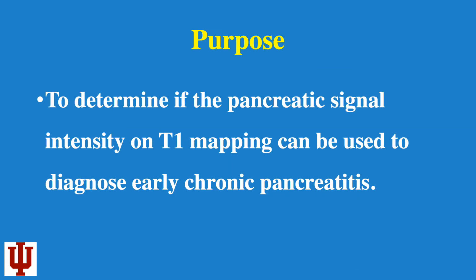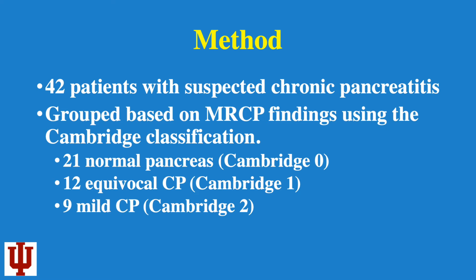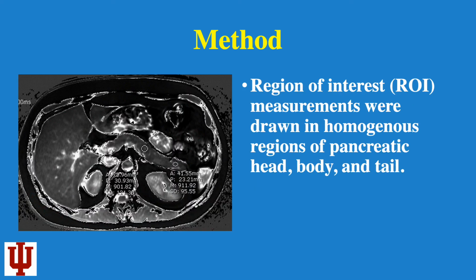So the purpose of our study is to determine if the pancreatic signal intensity on T1 mapping using MRCP can be used to detect parenchymal changes associated with the diagnosis of early-stage chronic pancreatitis. This retrospective study included 42 patients with suspected chronic pancreatitis who were grouped as having normal, equivocal, or mild disease based on the MRCP findings using the Cambridge classification. In total, there were 21 patients with normal pancreas, 12 with equivocal, and 9 with mild chronic pancreatitis.